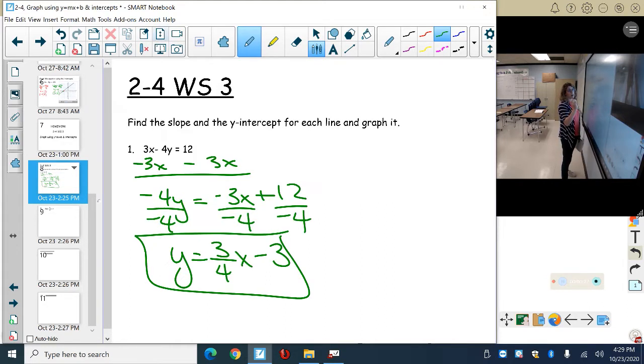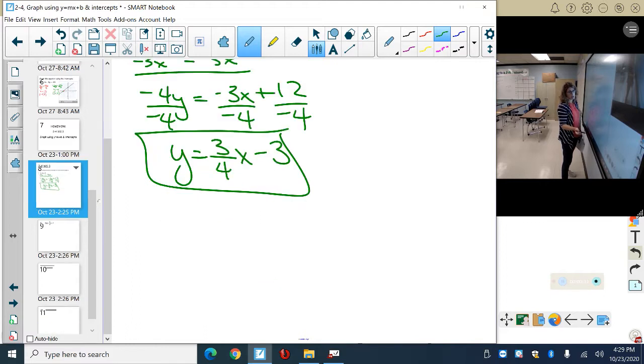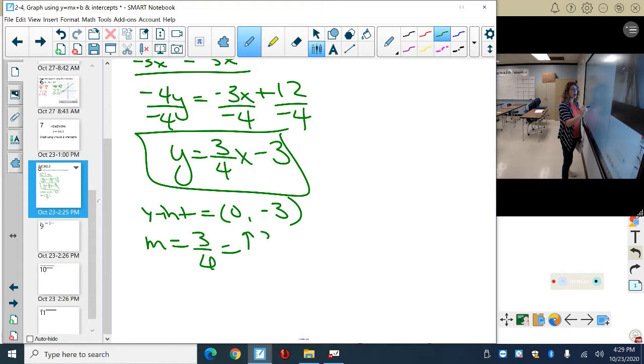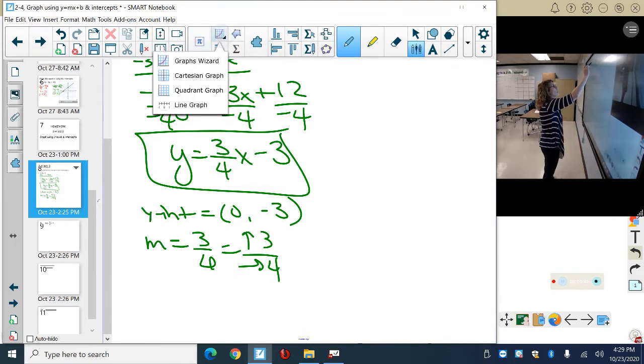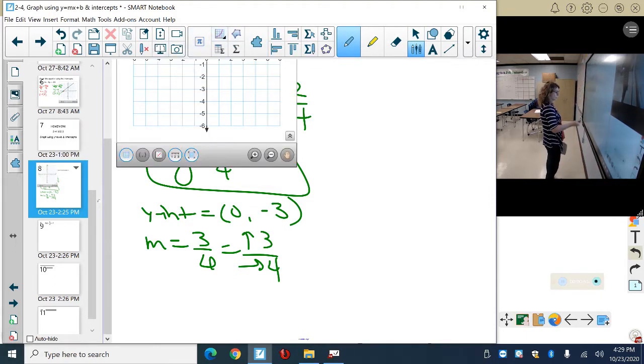What do I need out of there? Well, I need a couple things out of there. The very first thing I need is going to be my y-intercept. My y-intercept is the point 0, negative 3. Then I'm going to need my slope. My slope is 3/4, so that means I'm going to go up 3, and since it's positive, I'm going to go to the right 4.